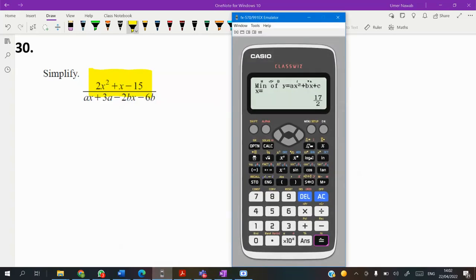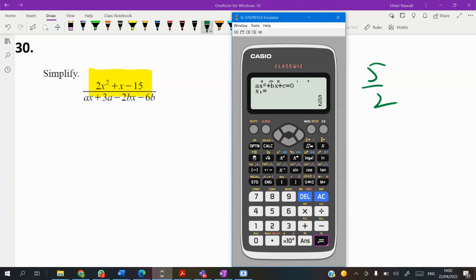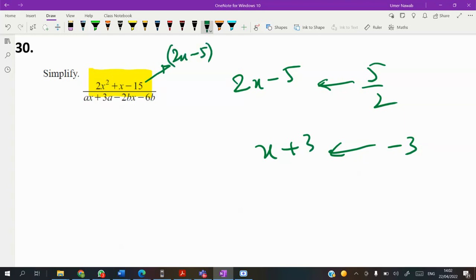Next, numerator, it's a quadratic expression. Go to the calculator. 2, 1, negative 15. First answer 5 over 2. Second answer minus 3. Write the factor form: 2x minus 5, x plus 3. So this is done. Its answer is 2x minus 5 and x plus 3.